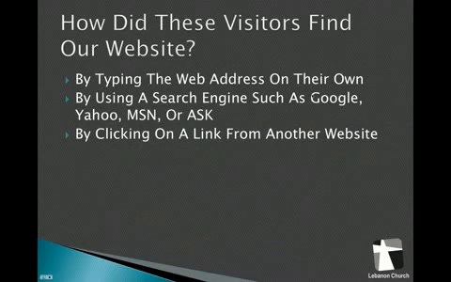So how did these visitors find our website? Well, really three ways. They're either typing the address in directly, meaning they know our URL already. They're using a search engine like Google or Yahoo, MSN Bing, or Ask. Or they're clicking on a link from another website, getting a referral. And so those are the three main sources of visitors to our website.